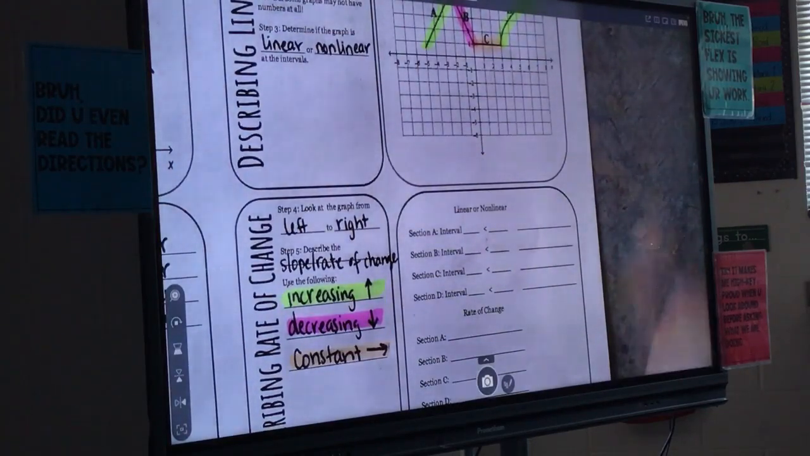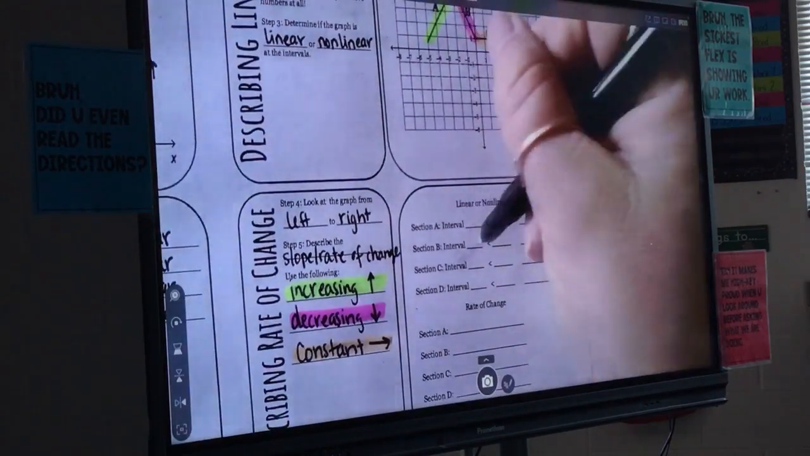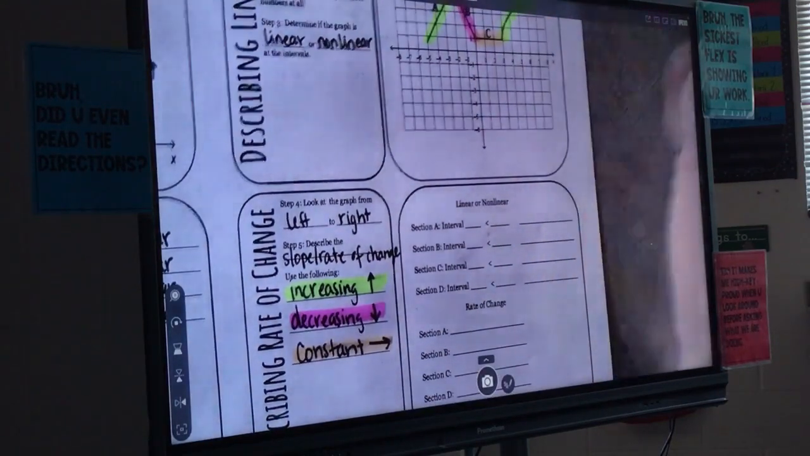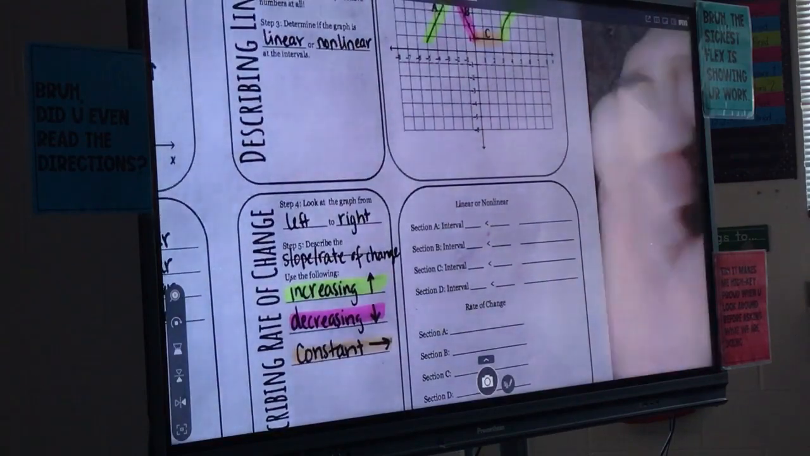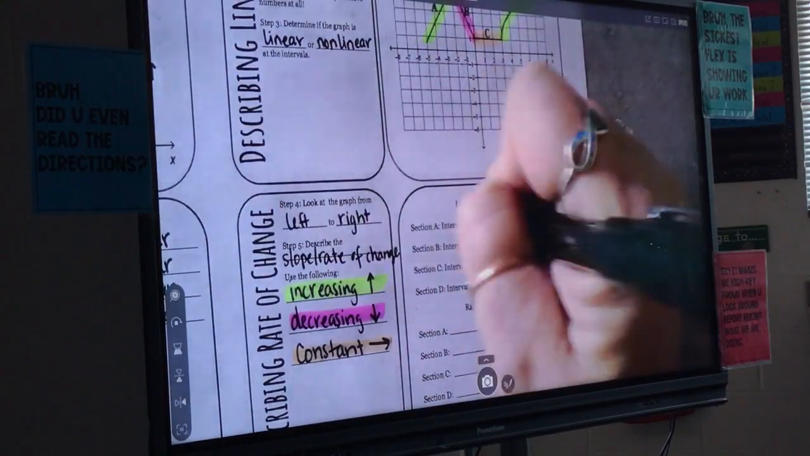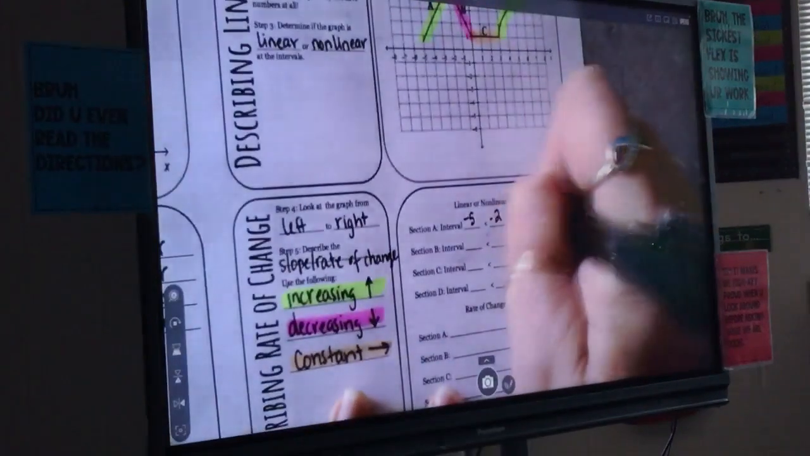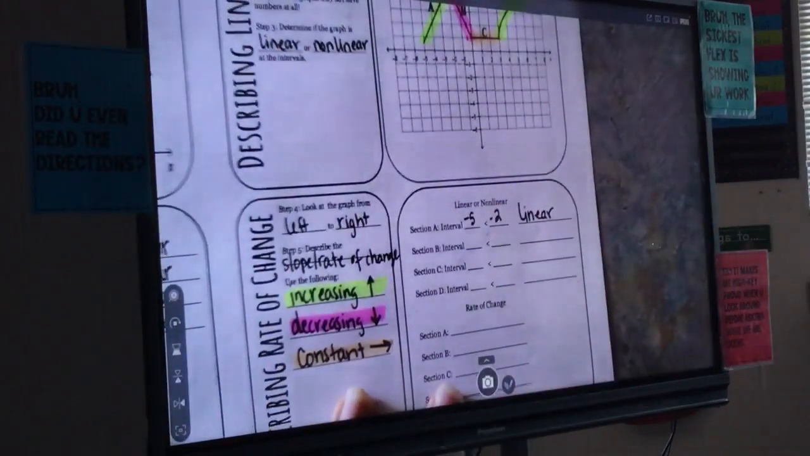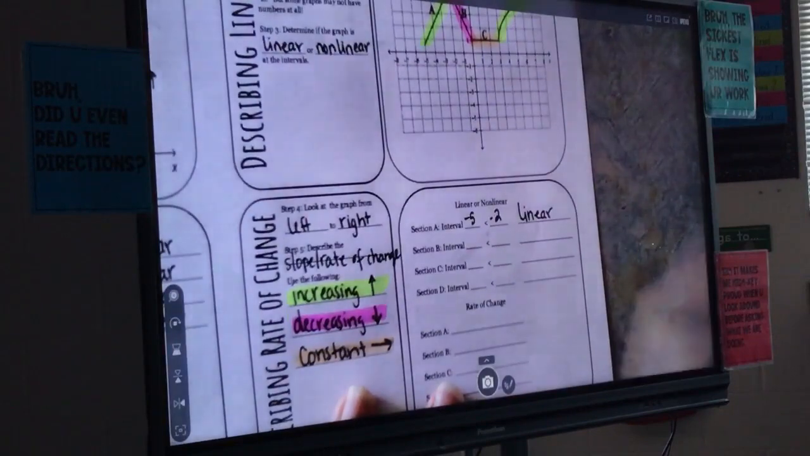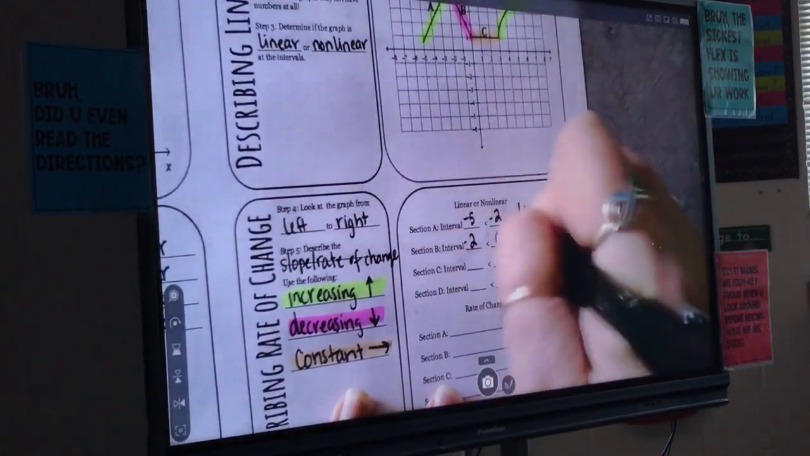Cam, give me the intervals for section A and B and tell me if they're linear or non-linear. So, section A is -5 and -2. And it's linear. How do you know? Very straight line. Okay. And then section B is -2 and 0, and it's linear. How do you know? That's a straight line. Perfect.